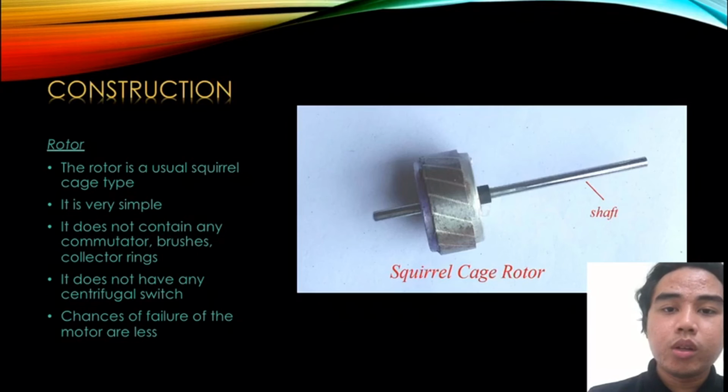For the rotor, it is the usual squirrel cage type. It is very simple because it does not contain any commutator, brushes, collector rings, and it also does not have any centrifugal switch. What is a centrifugal switch? It is a type of electrical switch that operates using centrifugal force generated by a rotating shaft, and it is also used for controlling the speed of the shaft. So by using this squirrel cage rotor, the chances of failure of the motor are less.